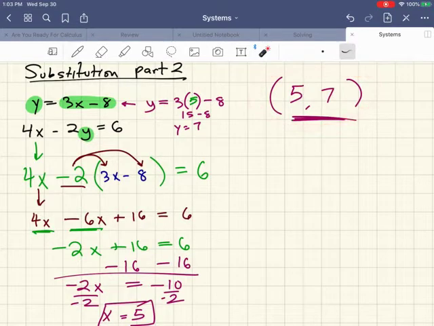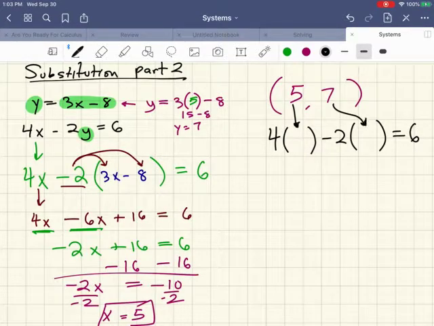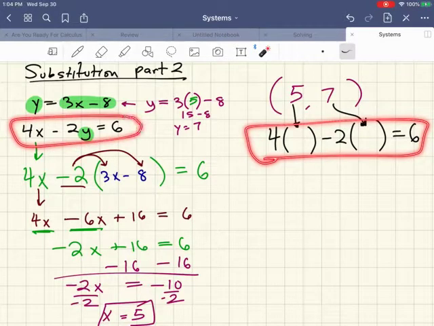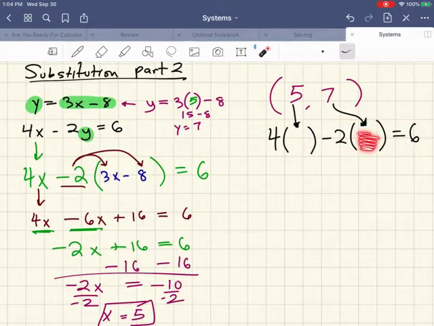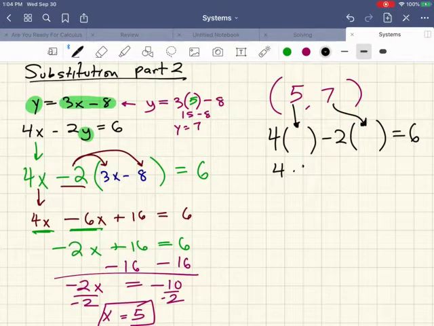Now, if you're confident, you might just go ahead and say that's your answer. But I think that's a wasted opportunity because we know that if we plug that into the other equation, 5 in for x, 7 in for y. Again, I'm getting this setup right here from this equation, and instead of the x, I have this first set of parentheses, and the second parentheses is for the y. I'm going to take my x value, put it in for x, and the y value, put it in for y. So it's 4 times 5 minus 2 times 7 equals 6.